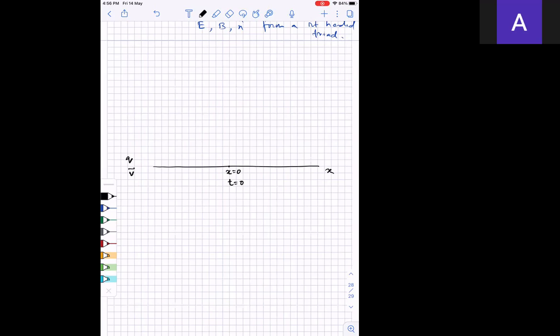So let me keep on writing what I want. Your q is traveling along x at constant velocity, and stops at x equal to 0 at t equal to 0.